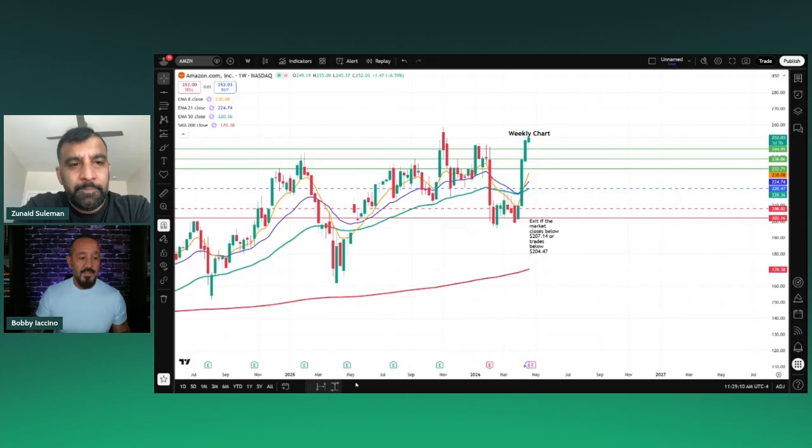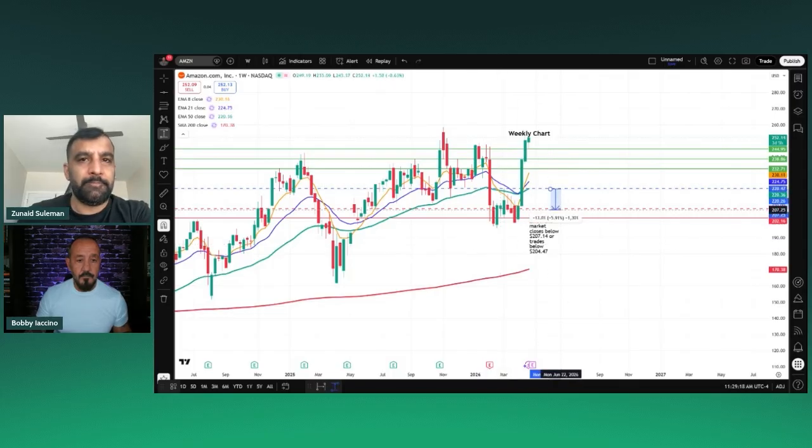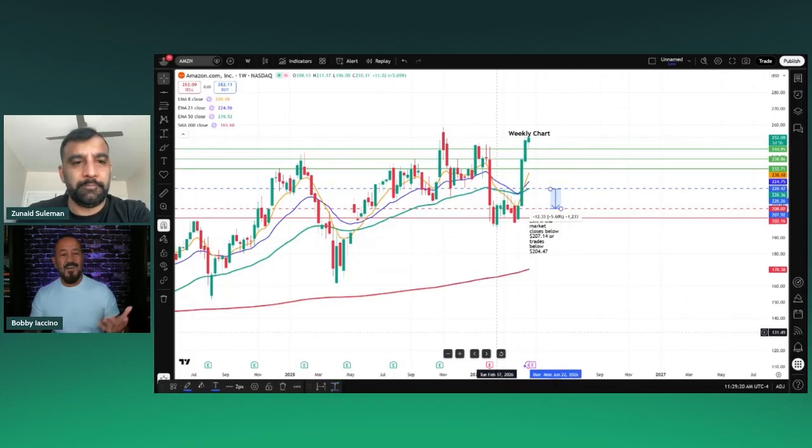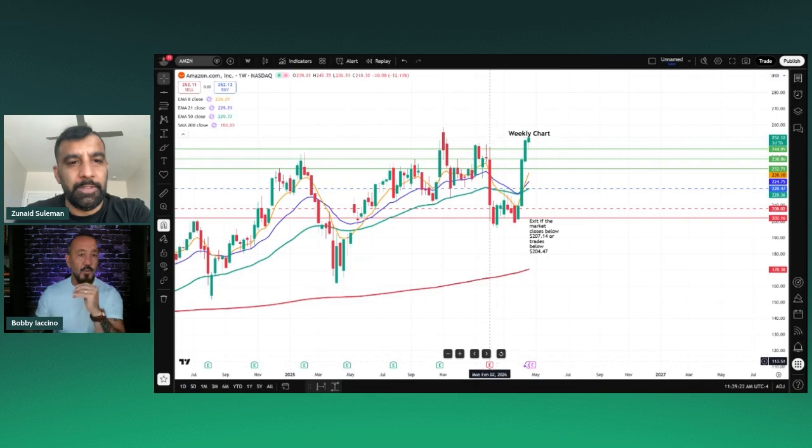So the risk on a percentage basis was from basically here to here, which would have been a drop of about 6%, or 5.5% on the stock, a little less, a little more than that.